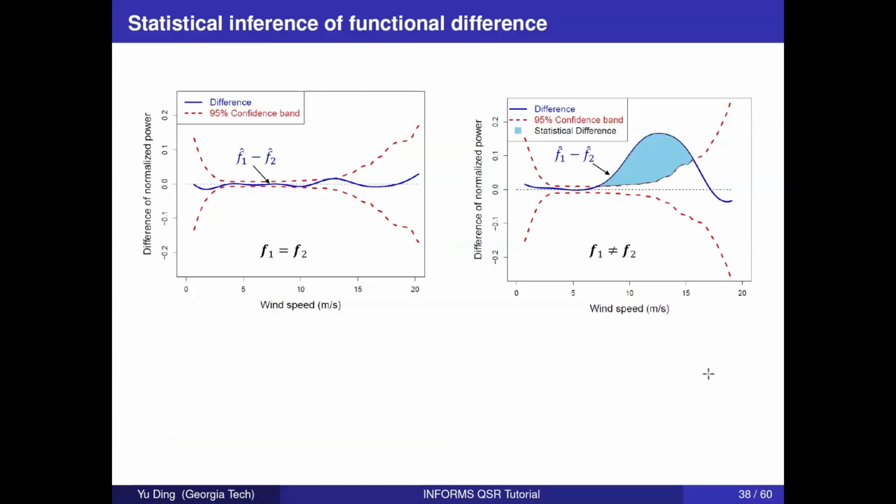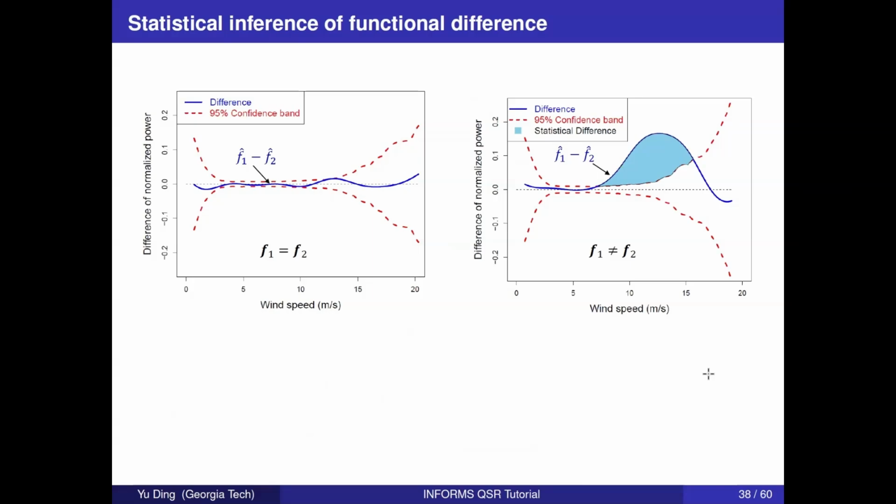Okay, so here is the result, right? In one of the cases, the null hypothesis cannot be rejected. You find that the difference, F1 hat minus F2 hat, is a curve. The blue line is the difference of the two curves, and it is more or less within this 95% confidence band. Because that happened, we say F1 equals F2.